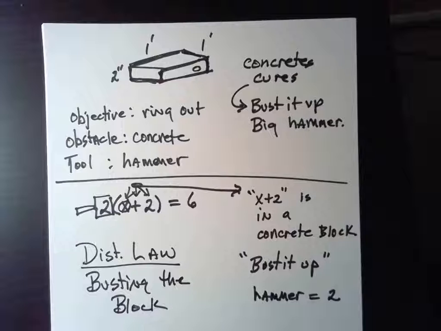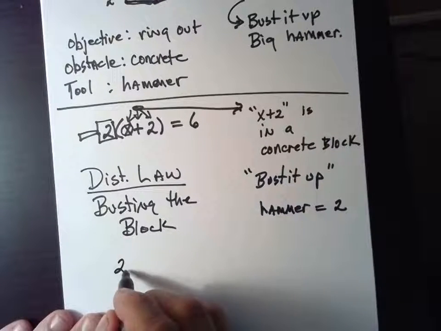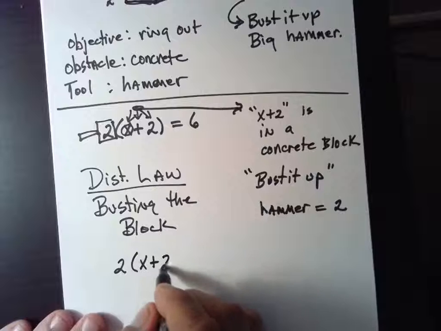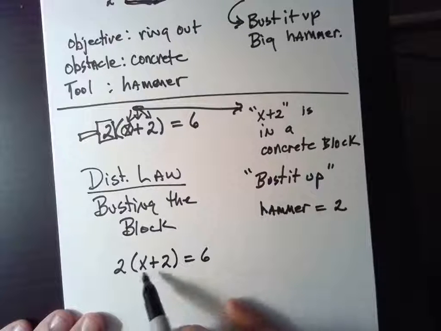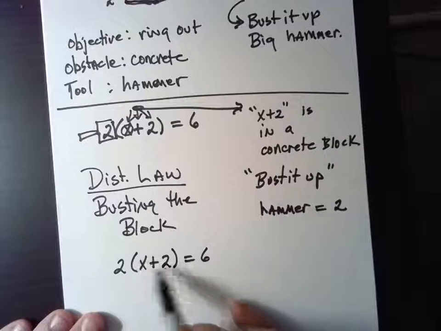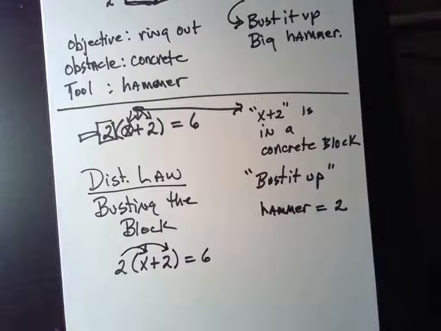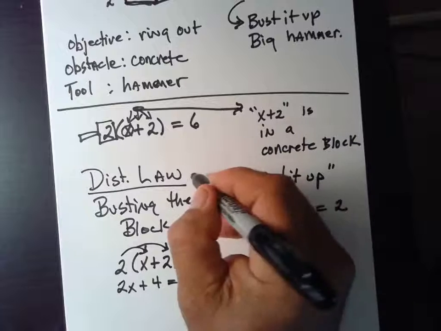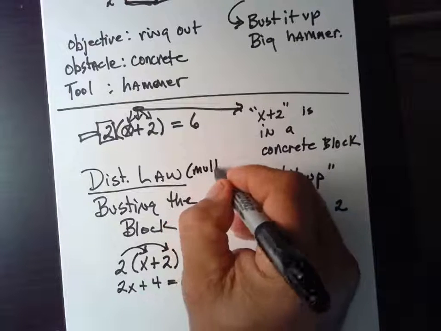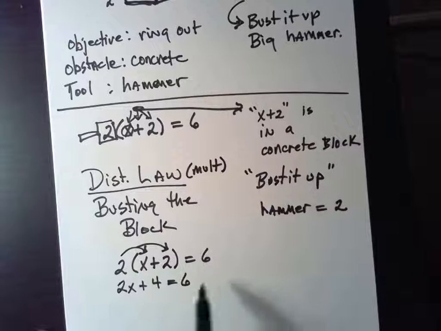So I'll redraw it down here. 2 times x plus 2 is equal to 6. Your objective is to get the x out, but you can't because it's in the concrete block. So you got to take the hammer and you got to bust it up. That gives you 2x plus 4 is equal to 6. Remember, the distributive law is multiplication. Factoring is division.